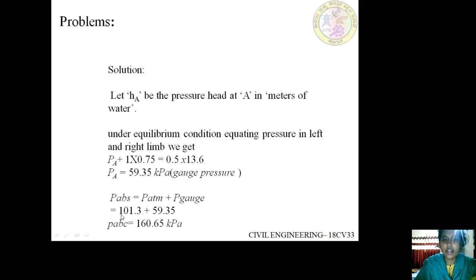To calculate the absolute pressure, we have an expression: P absolute equals P atmospheric plus P gauge. P atmospheric will be 101.3, plus 59.35, which we have calculated. If we add that, we will get the absolute pressure.